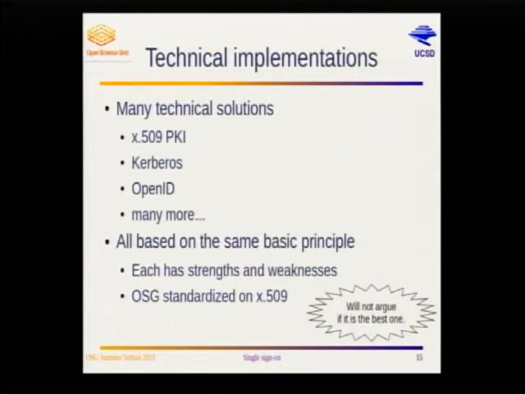There are many technical solutions out there. There is X509, Kerberos, OpenID, Shibboleth, name it. There is a long list. And they are all based on exactly the same basic principle. The technology, the small details may be different, but the base principle is the same. Have somebody highly trusted that you use as an intermediary. OSG has standardized on X509. I will not argue it's the best one, but that is what it is, and this is what we will discuss. It's not too bad, but I will not argue it's the best.